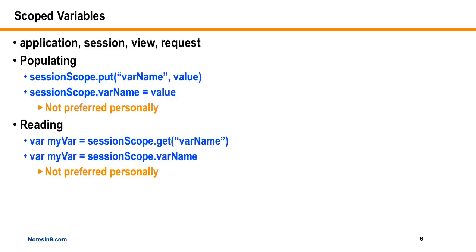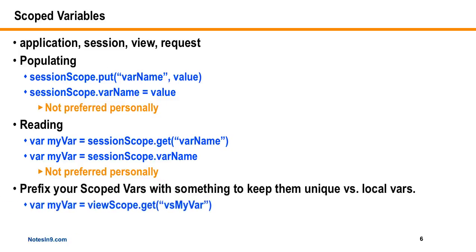Okay, anyway, so also what I like to do is prefix your scope variables to keep them unique. So I always try to prefix mine with VS for view scope or SS for session scope, etc. So for example, I would have something like var myVar equals viewScope.get("VS_myVar"). Okay, so that's why when I'm looking at the code, I can always know what scope I'm dealing with.